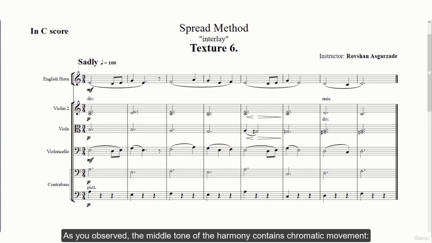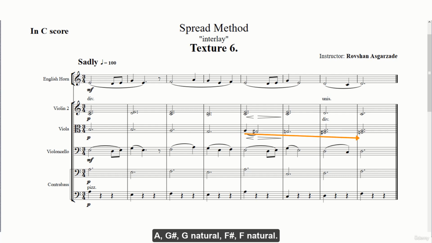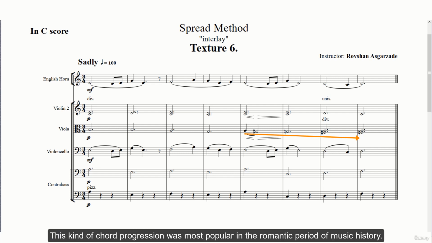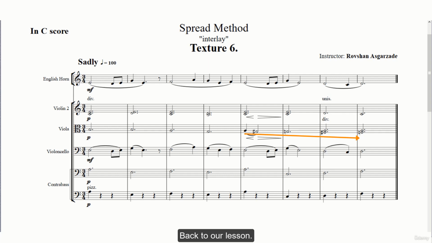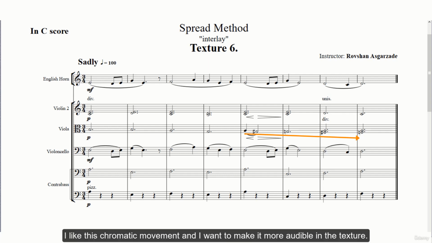As we observed, the middle tone of the harmony contains chromatic movement. A, G sharp, G natural, F sharp, F natural. This kind of chord progression was most popular in the Romantic period of music history. Chopin's Prelude in E minor is the best composition example of this. Back to our lesson. I like this chromatic movement and I want to make it more audible in the texture.